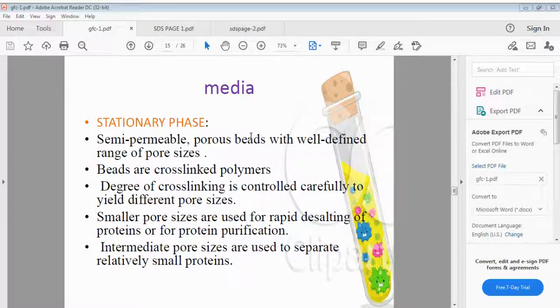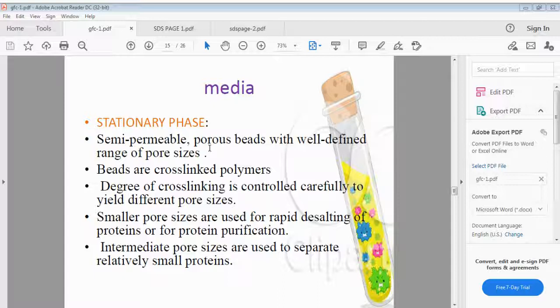So what is the media used? Stationary phase. The stationary phase should have a lot of properties, as I told you. It should swell, and it should have some cross-linking polymers. It should be made up of molecules having cross-linking polymers, which will give the pores. So it should be semi-permeable. It should be porous, and the size of the pore should be well defined. Only then can you select what molecular size of proteins can be separated by what kind of gel.